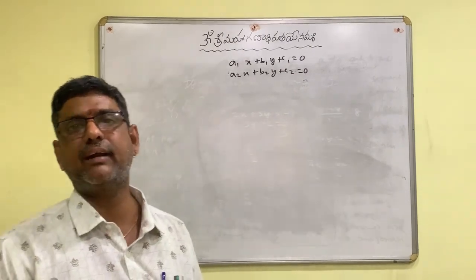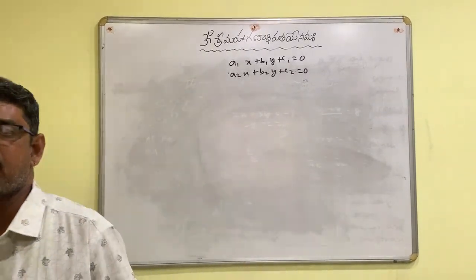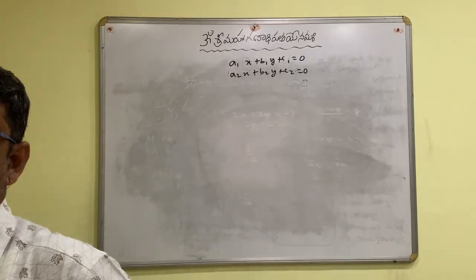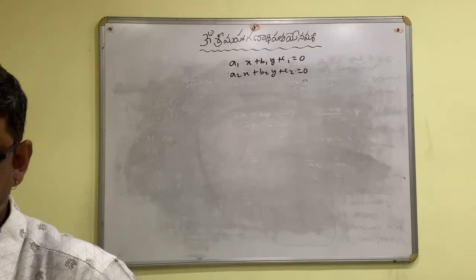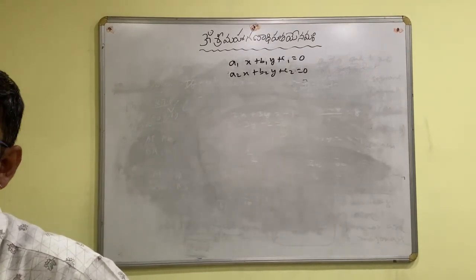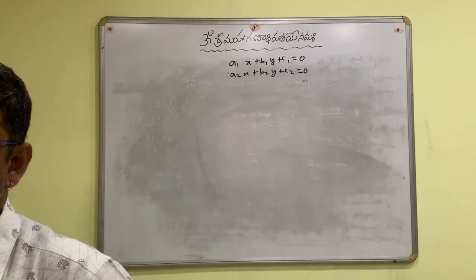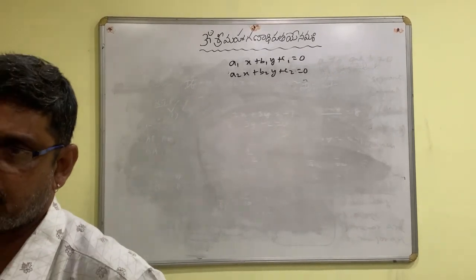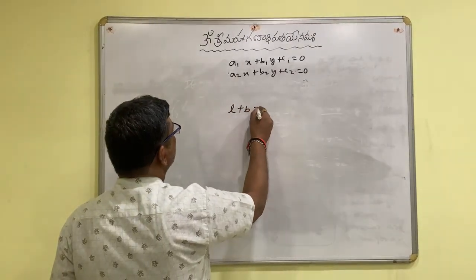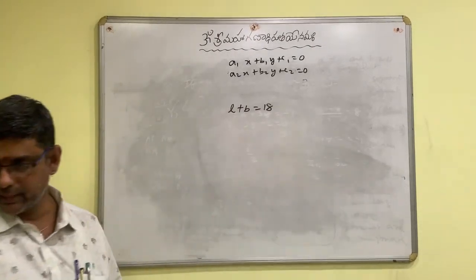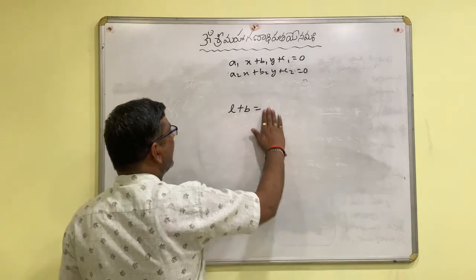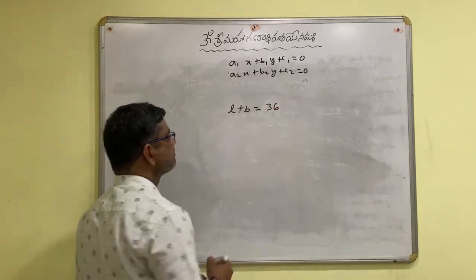Half the perimeter of a rectangular garden. What is the half perimeter of a rectangle? Anyone say? Half the perimeter of a rectangle is L plus B. Very good. L plus B is equal to 36. Half perimeter is 36. Now next.